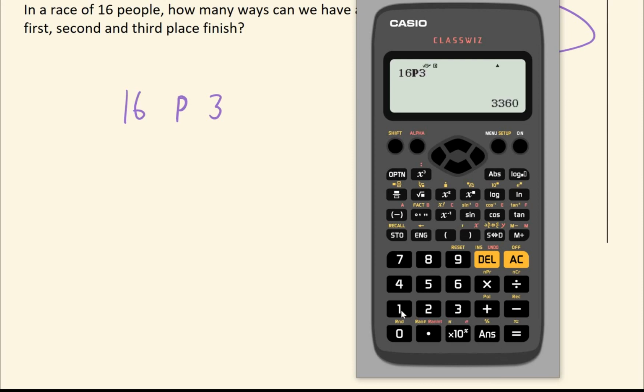Before, we've used almost common sense, where we said we have 16 choices for first place, then 15 for second, and then 14 for third. These do give the exact same answer. It's just sometimes a bit nicer to be able to use the permutation button.